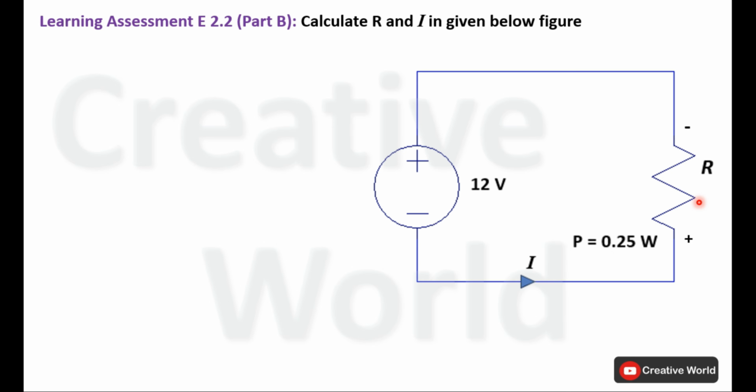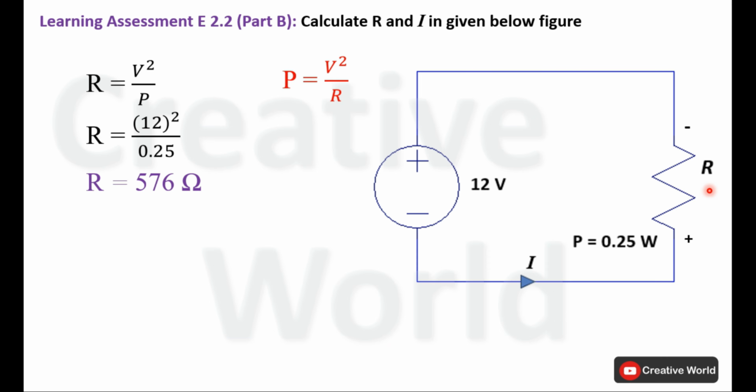For the calculation of resistance we have power and voltage. We will use the power formula, that is P equals V squared divided by R. From this formula we can calculate the value of R. Value of R will be V squared divided by P. Now we have these two quantities. Enter the values of these two quantities. Voltage is 12, take its square, and power is 0.25 watt. Solve this equation to calculate the value of R, that is 576 ohm.